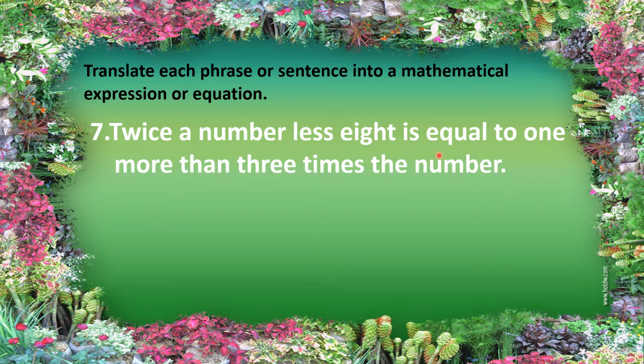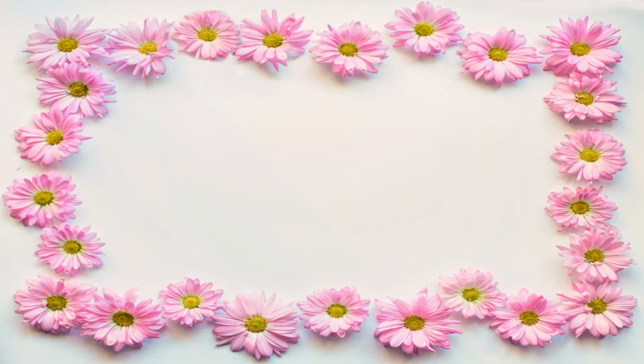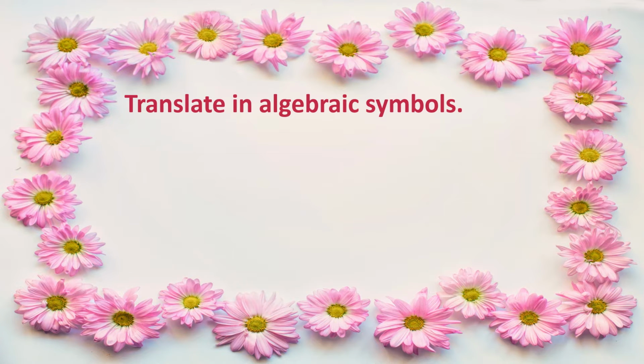3x. So 1 more than 3x means 3x plus 1, or we can also write 1 plus 3x. So how will you write the equation? 2x minus 8 equal to 3x plus 1, or 2x minus 8 equal to 1 plus 3x. Is that interesting? Shall I ask you a few more questions?